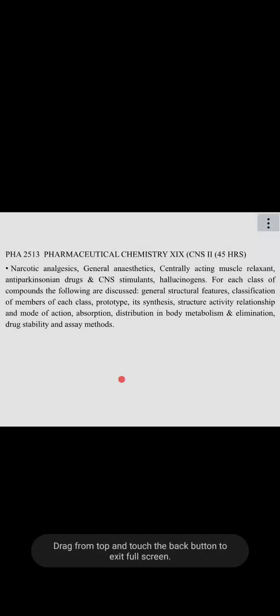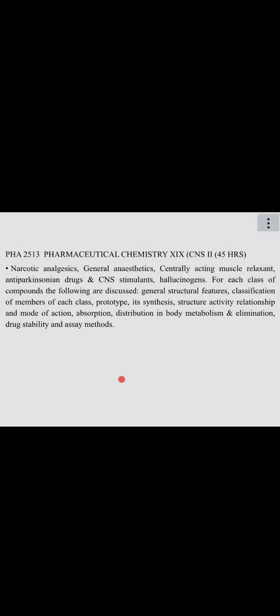Narcotic analgesics. These are the drugs that have CNS effects. We'll be looking at CNS stimulants. We'll be looking at anti-Parkinsonism drugs. We'll be looking at muscle relaxers. So we are really not able to do any practicals for this semester.